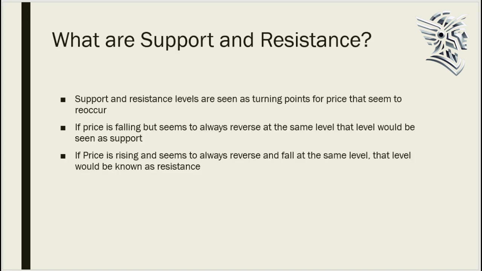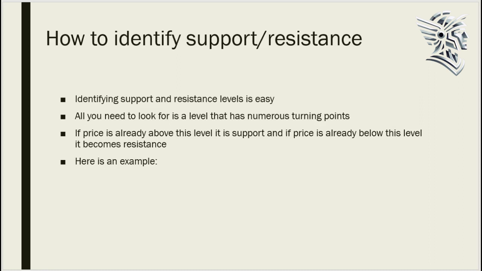So what are support and resistance? Well, in as few words as possible, they're seen as floors and ceilings in the market. Support and resistance levels are seen as turning points for price that seem to reoccur. If price is falling but always seems to reverse at the same level, then that level would be known as support. And if price is rising but always seems to reverse and drop at the same level, that level would be known as resistance.